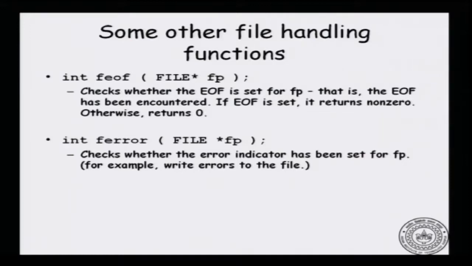The first function is feof and it takes a file pointer. What it does is it checks whether you have encountered end of file while operating on FP. So, maybe you are trying to read the file and you have already reached the end of file. If EOF is set, then feof returns a non-zero value. If EOF is not set, that is you have not reached the end of the file yet, then feof returns 0.